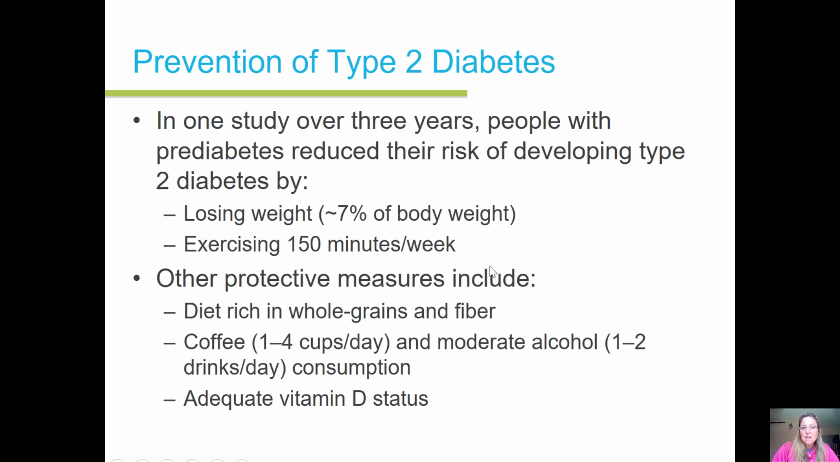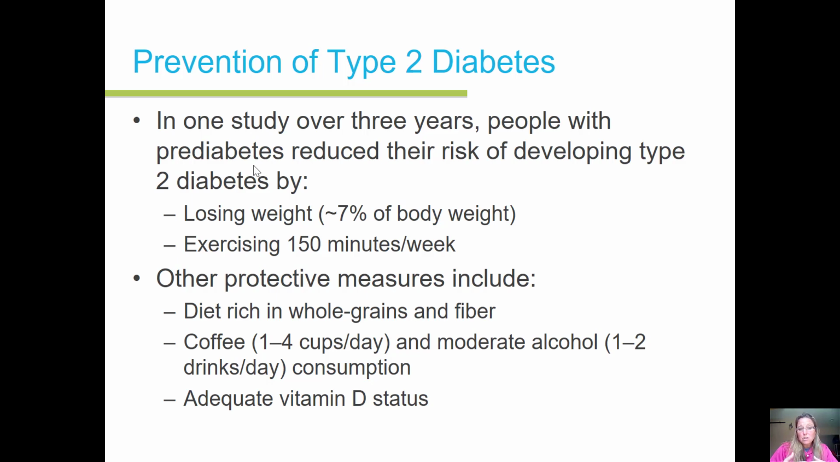Also, an interesting study in the prevention of type 2 diabetes, they did it over a 3-year period. They took people who were pre-diabetic. Now remember, pre-diabetic was having a blood glucose level of 100 to 125. So they took those pre-diabetic individuals, and those people reduced their risk of moving into type 2 diabetes by simply doing 2 things. They lost 7% roughly of their body weight, and they started to exercise 150 minutes per week.